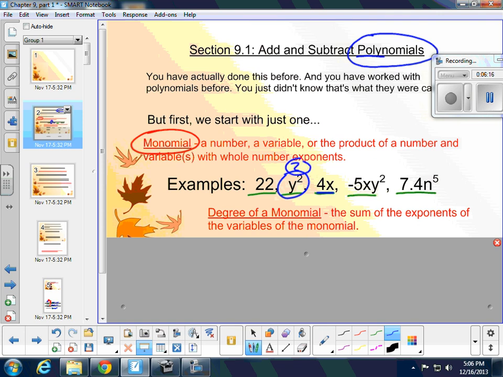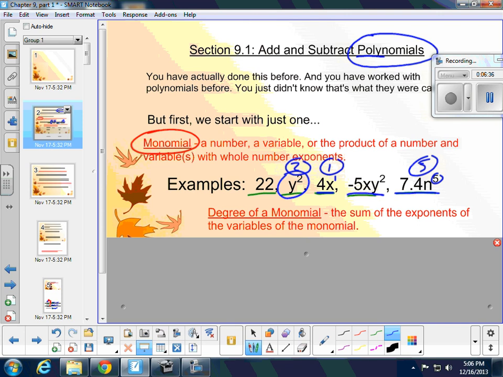In 4x, there's no exponent on the variable x, correct? But that means it's just implied that there's a 1 there, so the degree of this would be 1. The degree of this last one, 7.4 n to the 5th, would be 5, because it's got an exponent of 5. The degree is just the power of the exponent. And if there's more than 1, I'll have to add them together.